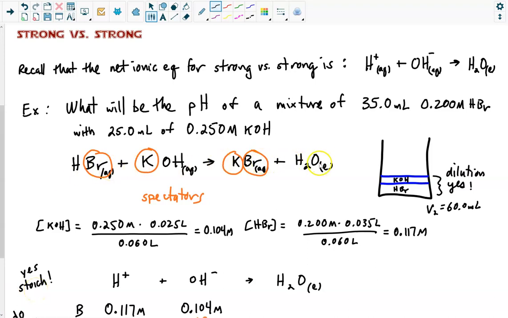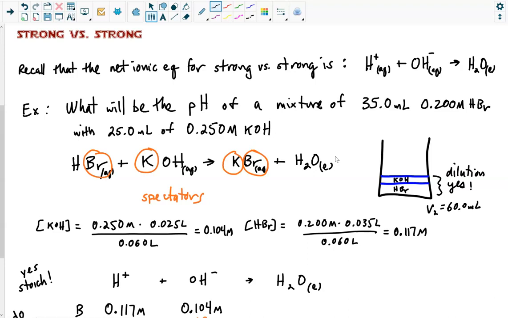This is the chemical reaction written, and again, you can see that the spectators would be bromide ion and potassium ion. It's going to make KBr. Again, the salt would be neutral, and it makes water. So you end up with that net ionic equation. Now, let's look at that first question.